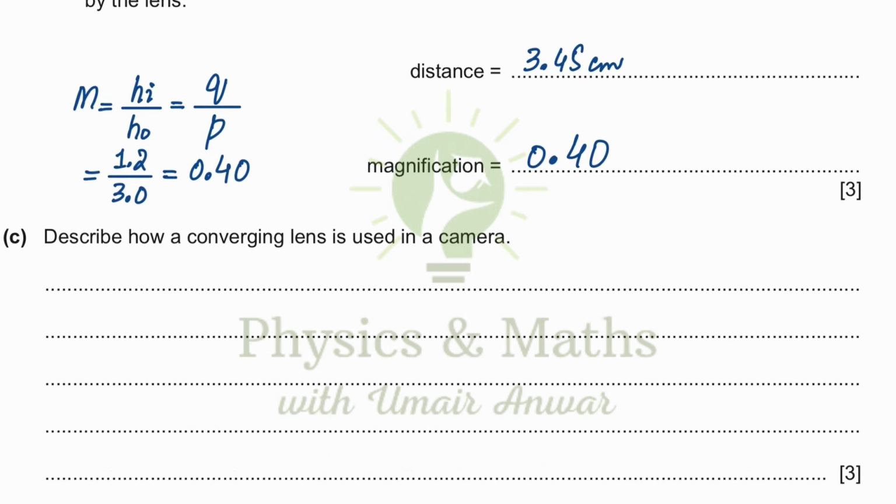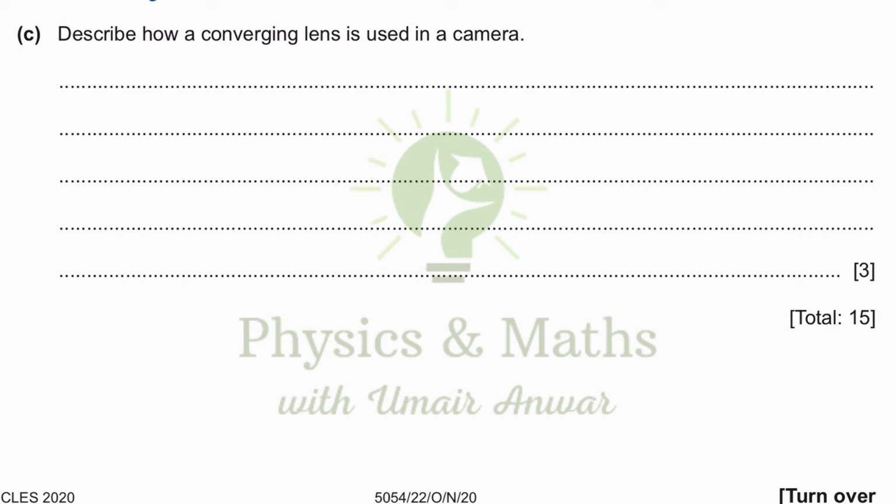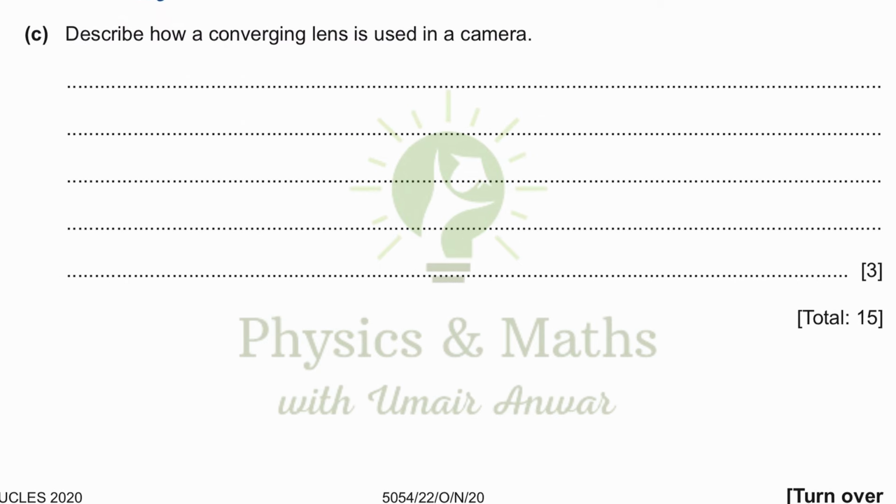And we could also use the distance of the image divided by the distance of the object from the lens, and that would also give us the same answer. The last part of the question says describe how a converging lens is used in a camera.